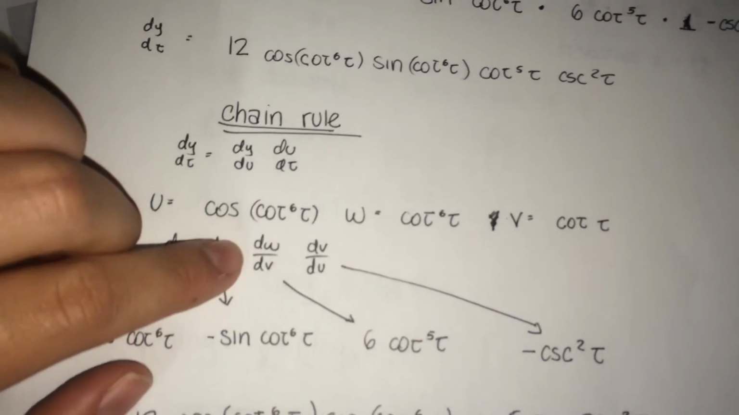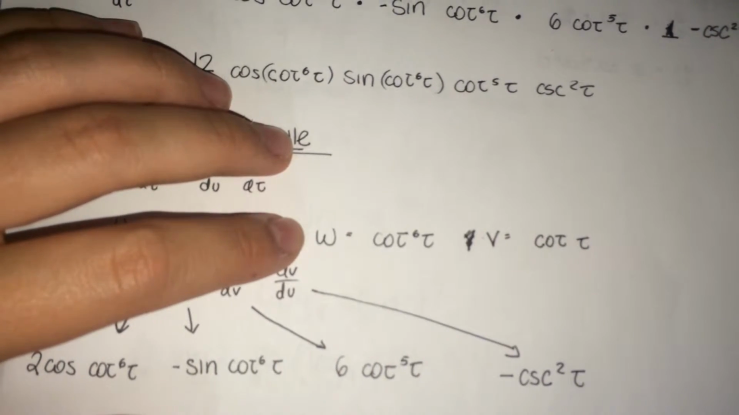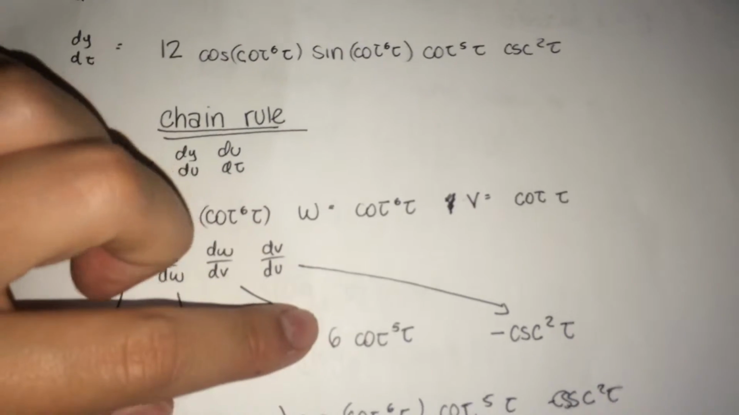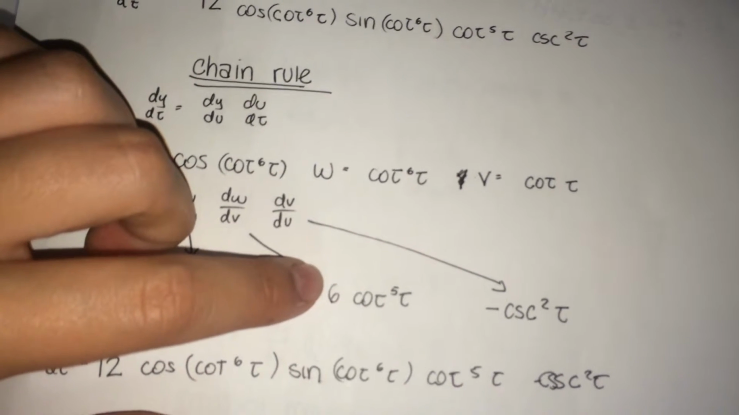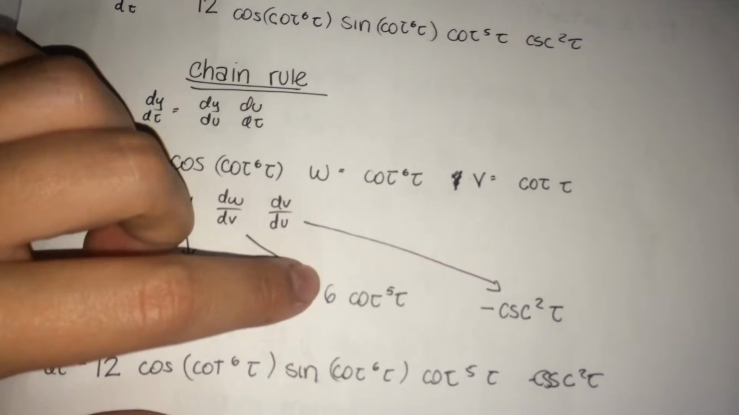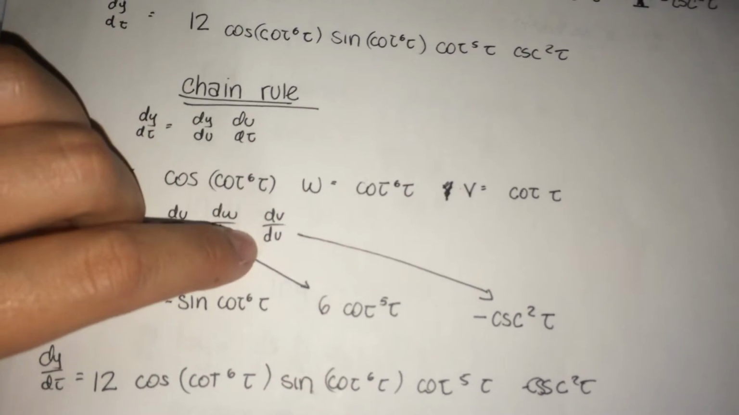Then we have to do dw dv. So w is cotangent to the power of 6t and v is cotangent t. So again, we're going to do the power rule and we're going to take out the 6, which would be 6 cotangent, and then to the power of 5t, which is n minus 1, which is 6 minus 1, which is 5. And then lastly, it's dv dt.